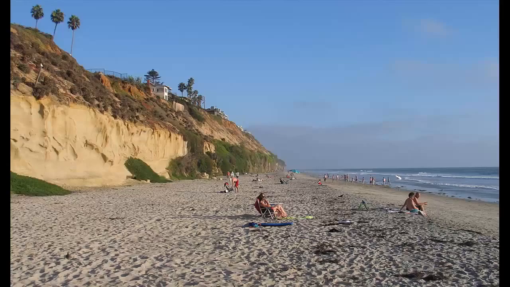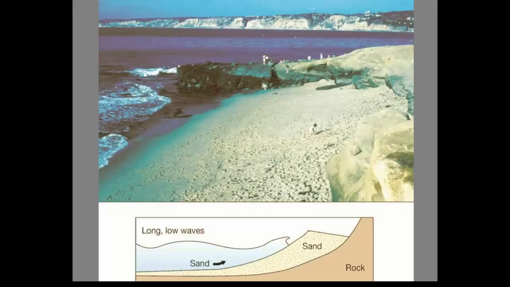Hi oceanography students, we're going to do a review here of beach processes and shorelines in Southern California. If you go to a typical Southern California beach in summer, you'll see usually that it's wide and sandy.